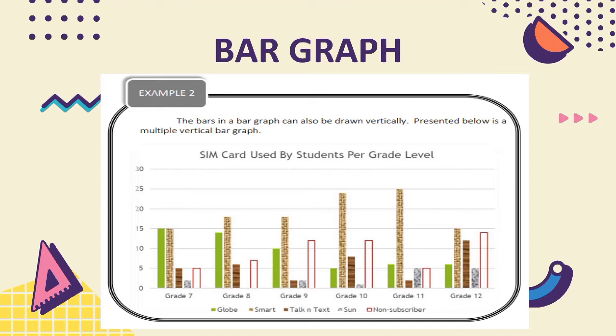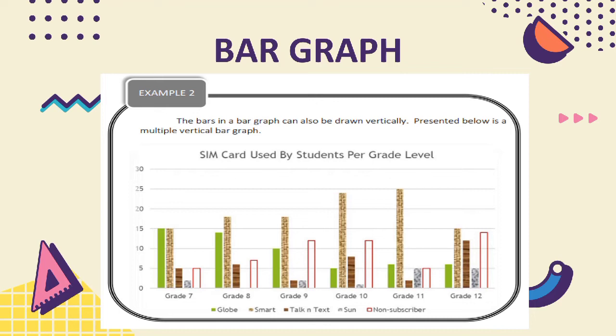While for vertical bar graph, we have here the SIM card used by students per grade level. So on the left side, we have 0, 5, 10, 15, 20, 25, and 30. And written horizontally, we have the grade level, which is grade 7 to grade 12. So it has a legend, which is if the student is using Globe as a SIM card, we have green. If it is using Smart, we have gradient brown. For Talk and Text, we have brown with lines, and for Sun subscriber, we have gray, and for non-subscriber, we have white.